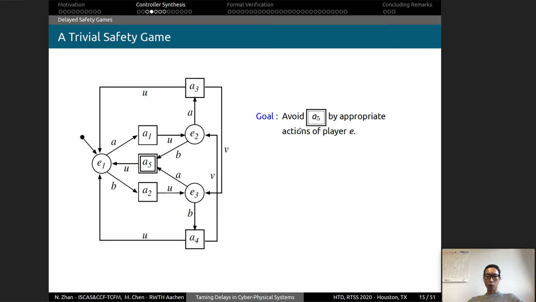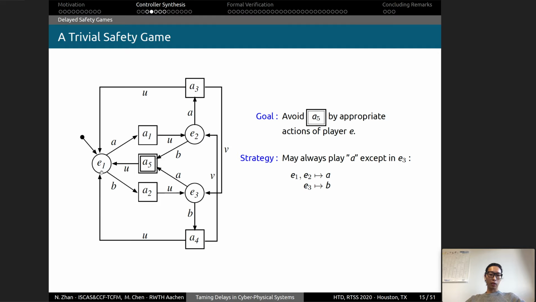And the winning goal for player 1 in this example is to avoid this A5 state, which is an unsafe state, by appropriately choosing actions. In this example, there is a winning strategy for player 1, which is always to play action A, except in the state E3. Why is this the case?